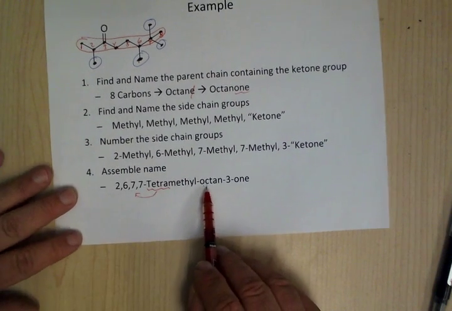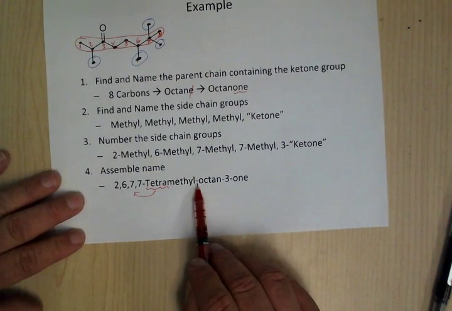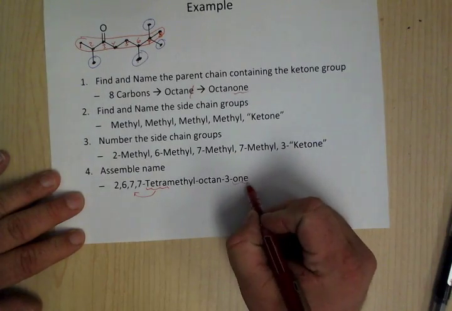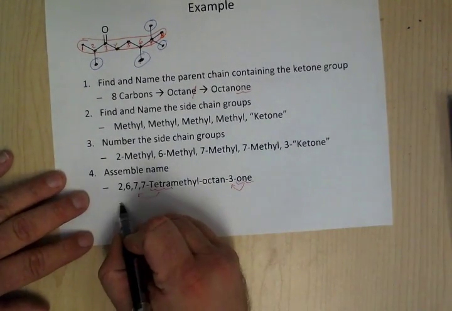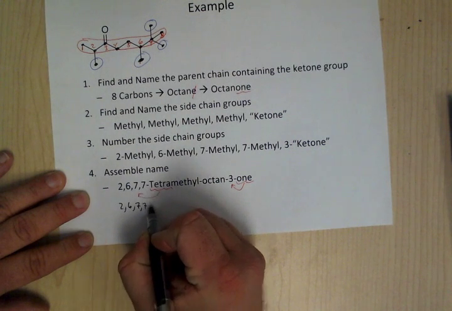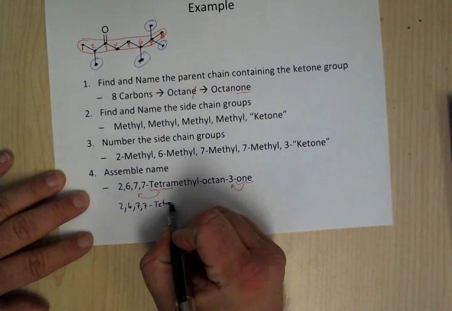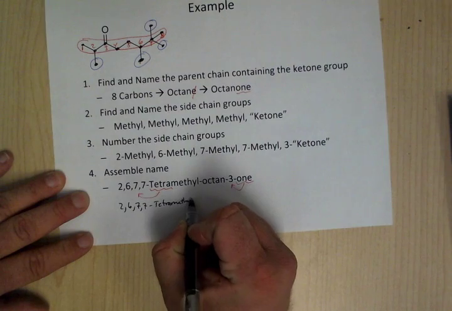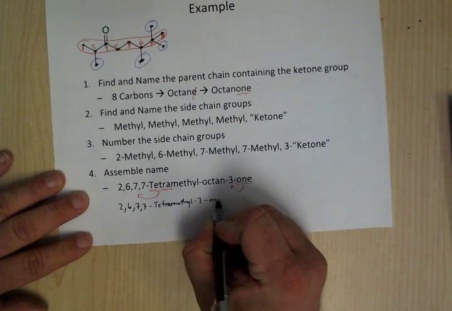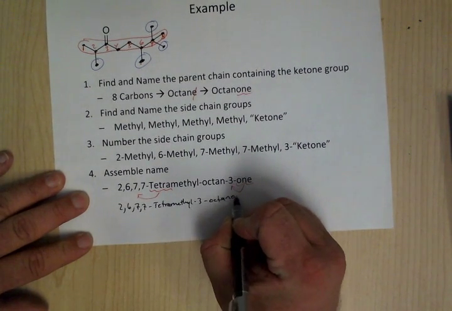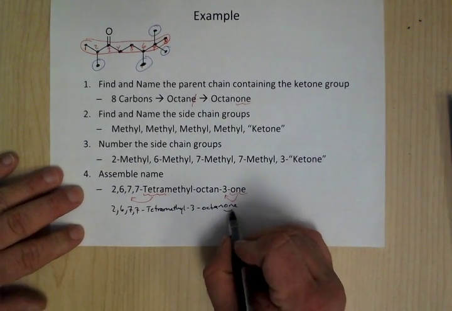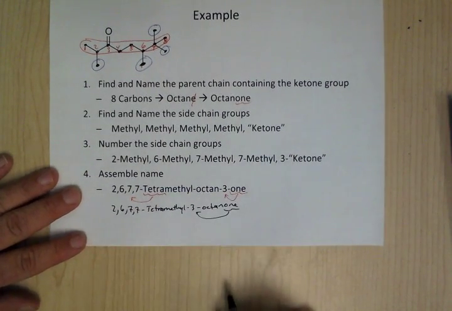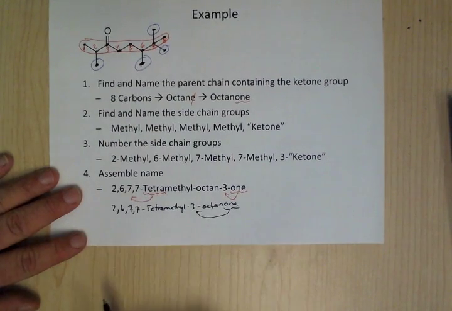So I have 4 methyl groups here. You can do octan-3-one, so where's the ketone? It's at carbon 3. The other way you could write this would be 2,6,7,7-tetramethyl-3-octanone. That's the older way of doing it, and that's perfectly fine. It's just saying that the octanone, or the ketone, is hanging out at carbon 3.